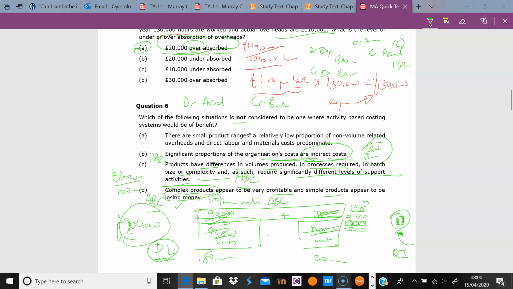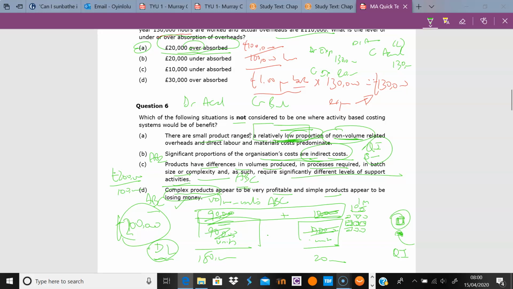Let's look at this one. There is a small product range, so not a lot of products, and a relatively low proportion of non-volume costs. Like what I said, when we have volume-based material, here I have non-volume, so okay. I'm thinking, well, great. I have a low proportion, so that's fine. It's not high. I can take a risk. There's not a lot of these things that I could break down, just a low amount. It doesn't matter.